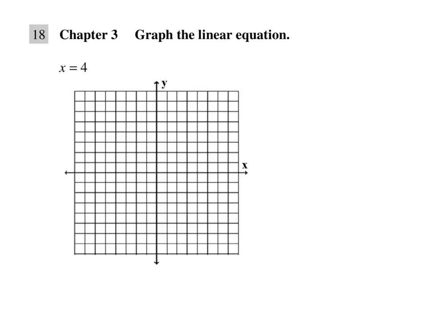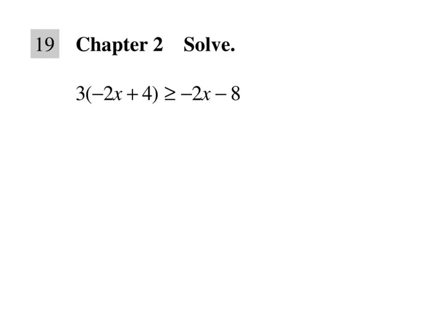All right, chapter 3, graph the linear equation. All right, where on the grid are all of the x values? X is 4 there, 4 there, 4 there, 4 there. Really simple graph. Done. All right, chapter 2, solve. Let's see, just take your time working this out. We got -6 plus 12 is greater than or equal to -2x minus 8.